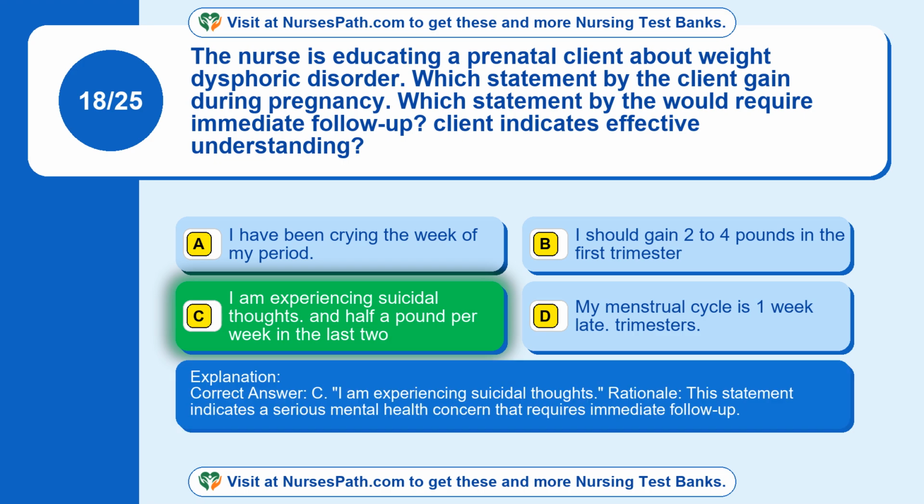Correct answer C. I am experiencing suicidal thoughts. Rationale: this statement indicates a serious mental health concern that requires immediate follow-up.